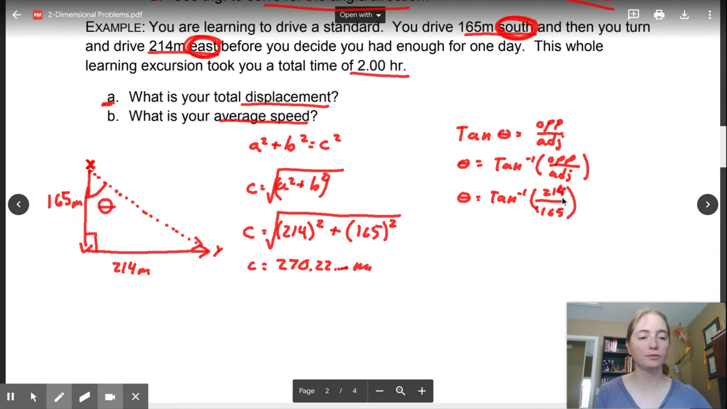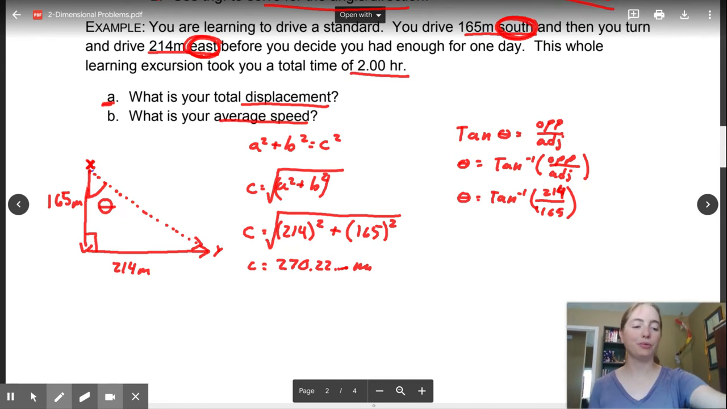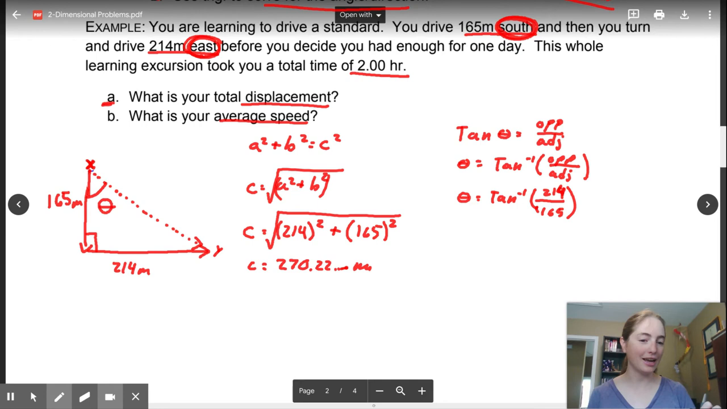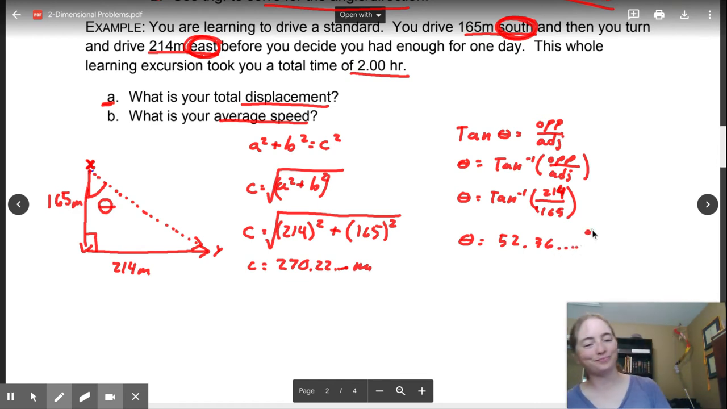In your calculator, you are going to put in second tan, which will give you the tan -1, 214 divided by 165, close your bracket, and you're good to go. Make sure your calculator's in degrees. No radians, please. And then what's going to happen? You're going to get your value of 52.36 ... degrees.